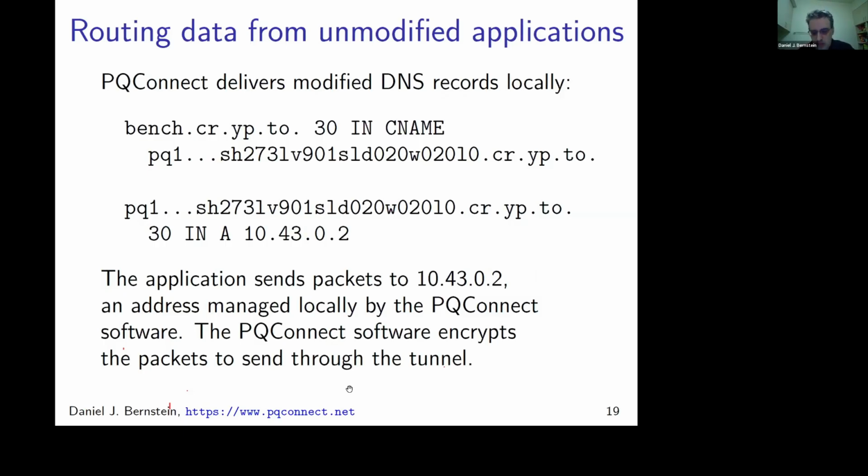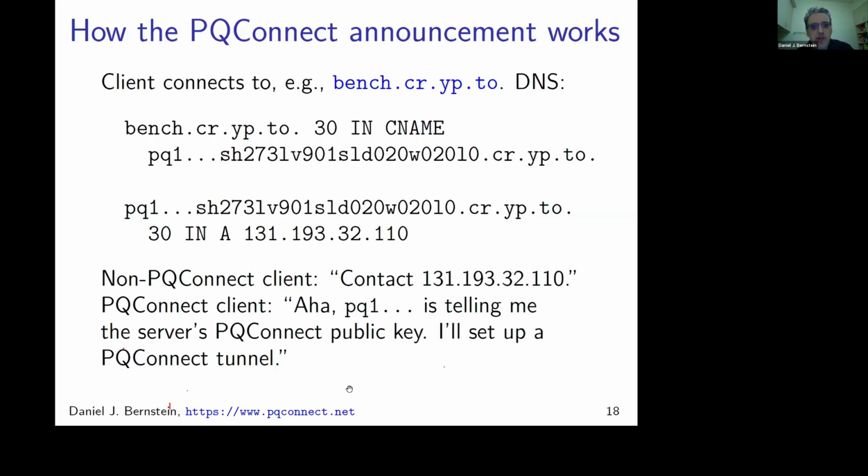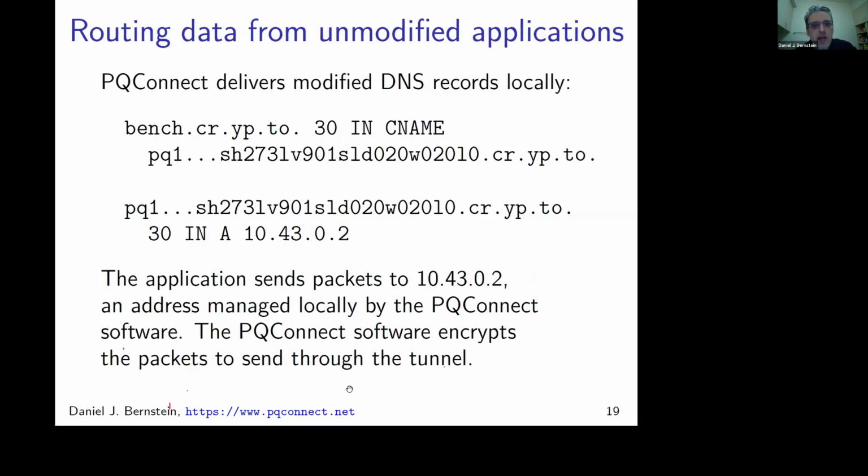applications on your machine. Instead of 131.193.32.110, it provides whatever application an address of 10.43.0.2, which is an internal address that the PQConnect software uses to intercept data from all of your applications. Your application doesn't realize this is happening. It just says, oh, there's an address I'm supposed to connect to, 10.43.0.2.